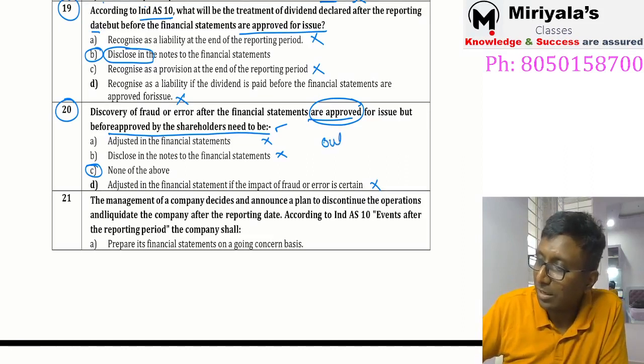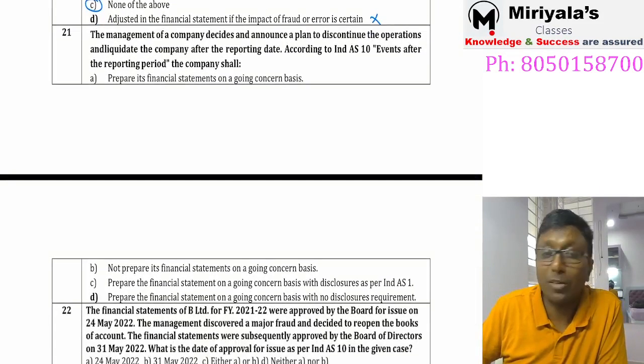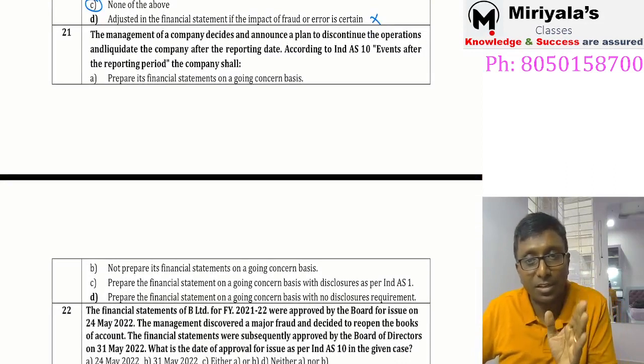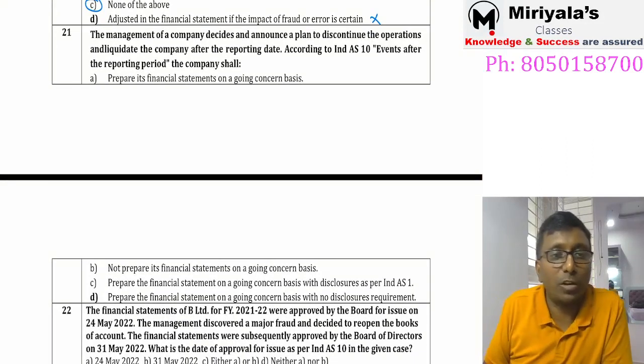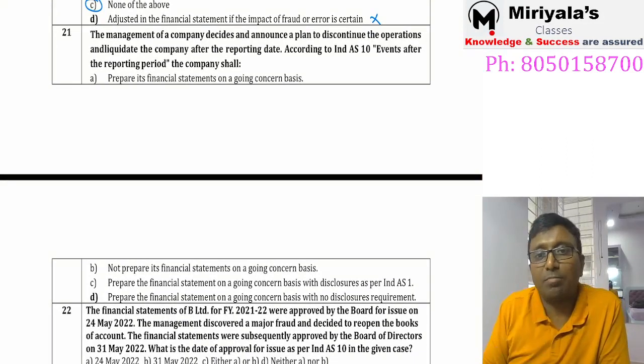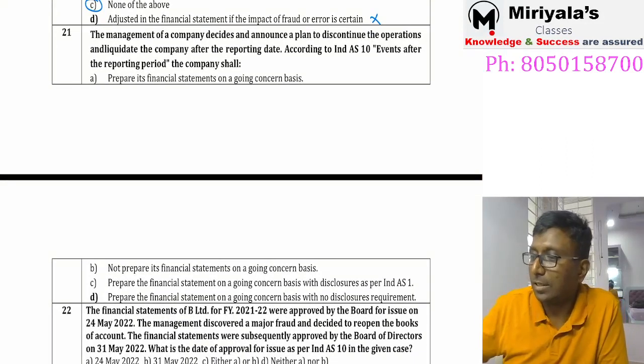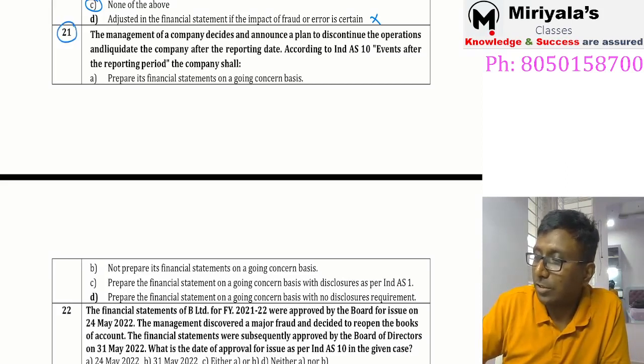We can write that it is out of scope of Ind AS 10. Ind AS 10 will be covering only the events occurring after the balance sheet date, from the balance sheet date to the board of directors approval of the financial statements, not later, obviously. Right. Let's look at the next, the 21st question.